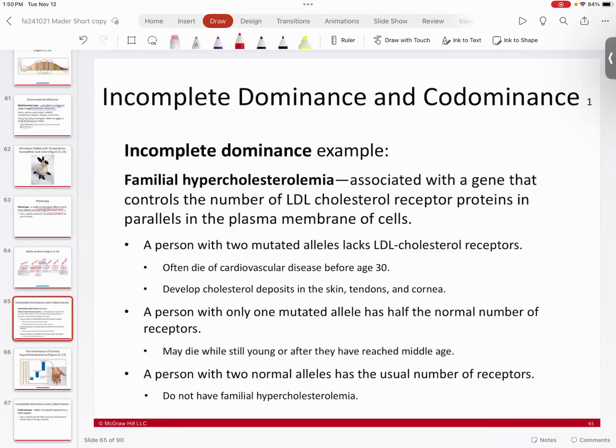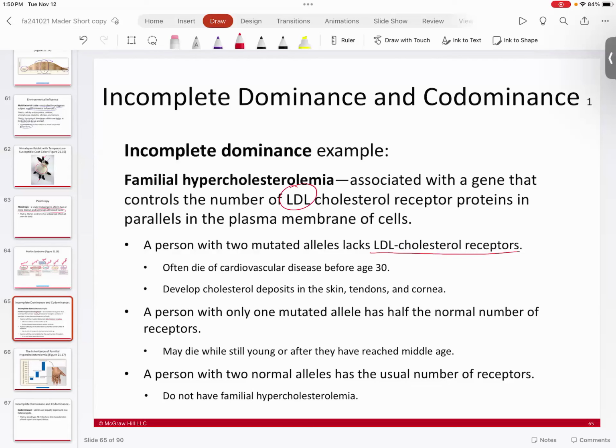Now, there's also a couple of other ways of inheriting genes. There's what we call incomplete dominance. So this is a situation where the dominant does not completely mask the recessive. So familial hypercholesterolemia is associated with a gene that controls the number of LDL cholesterol receptors. Those are your bad cholesterol, the sticky one that gets stuck in your arteries. And it controls the number of LDL cholesterol receptor proteins in the plasma membrane of your cells. So basically, a person with 2 mutated alleles lacks the LDL receptors.